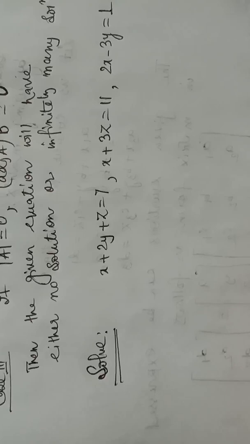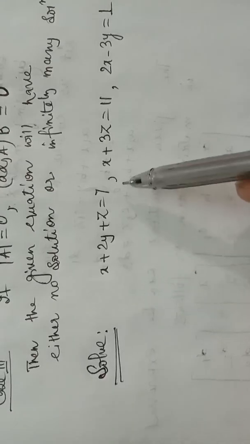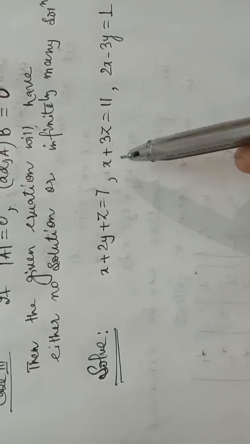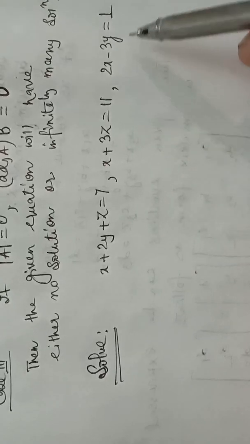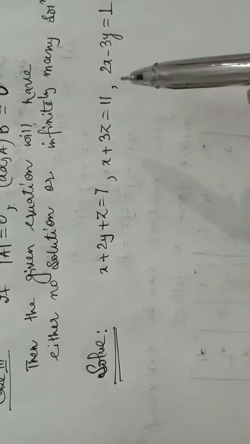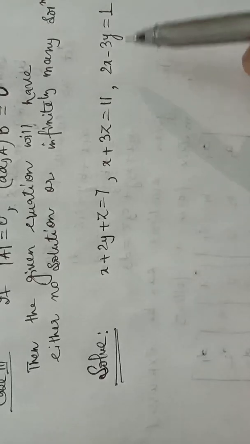Let us try to solve these three simultaneous equations by using the matrix method. Given x plus 2y plus z equal to 7, x plus 3z equal to 11, 2x minus 3y equal to 1. We have to solve these equations by using matrices.